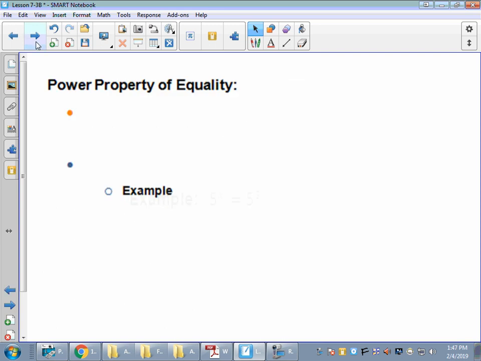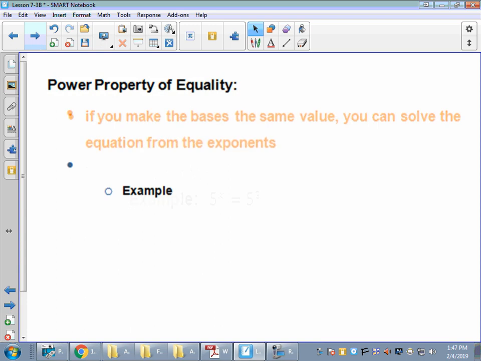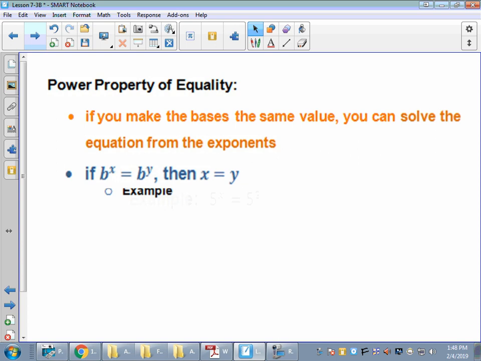The power property of equality, what does this mean? What do we do? So if I'm going to solve something like this, if you make the bases the same value, you can solve the equation from the exponents. So as long as your bases are the same, then we can solve an equation with the exponents, and it'd be no problem. An example would be if b to the x power equals b to the y, then x would equal y. That's our example there.